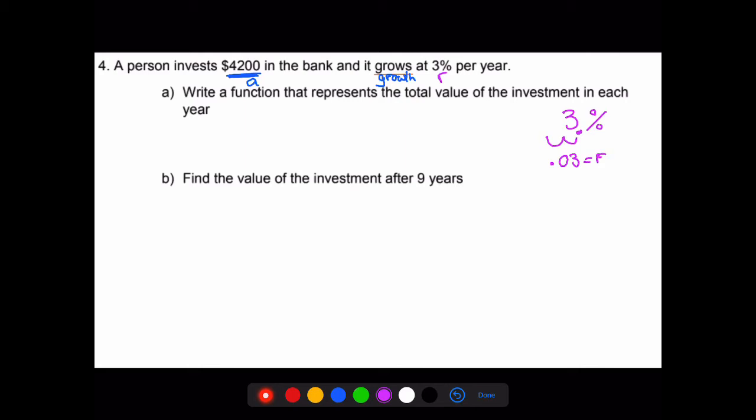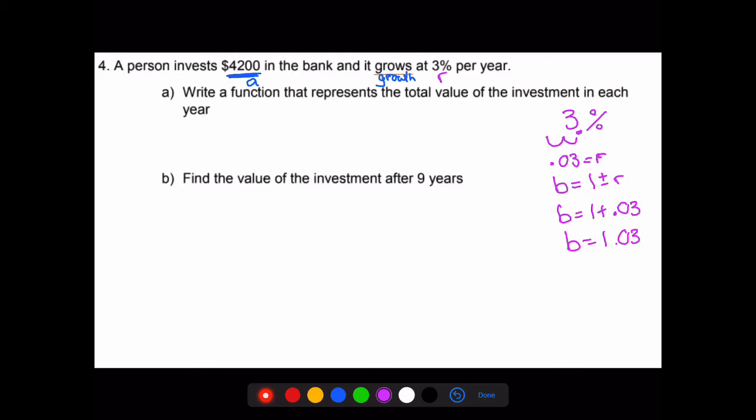Now we can't forget the formula: B is equal to 1 plus or minus R. In this case, we have growth once again, so we're going to use the plus. So we have B is equal to 1 plus r, well, r is 0.03, as we see right up here above it, giving us our b value as 1.03. Now from here we can go ahead and plug this into a function.